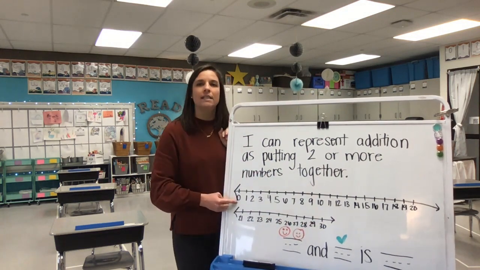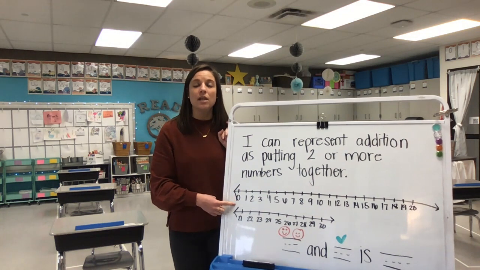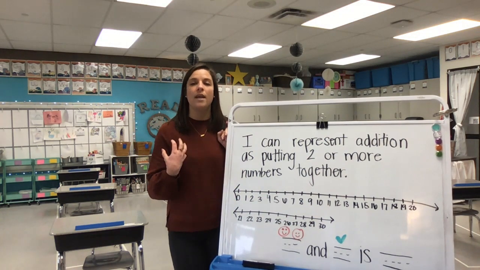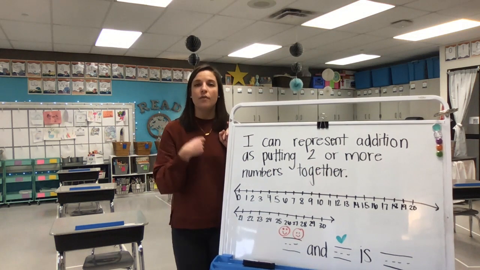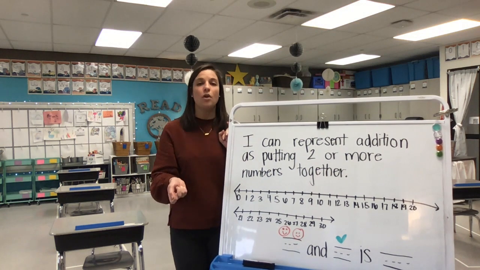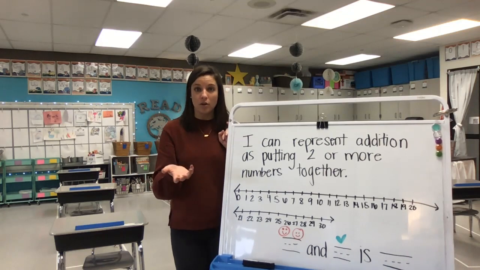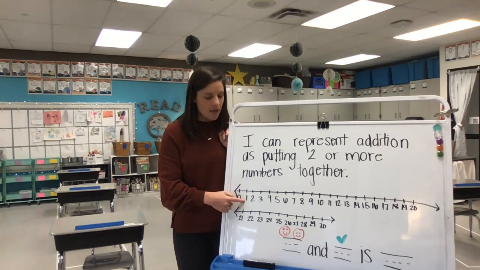So I started it at 0 just to remind us that 0 is the number that comes before 1, and it represents nothing. So if I have a plate of cookies and there's 0 cookies on it or no cookies, that means I have 0 cookies. There's nothing on there. So let's count starting at 1.